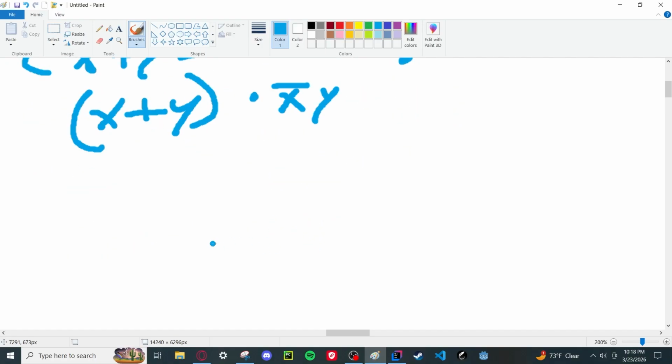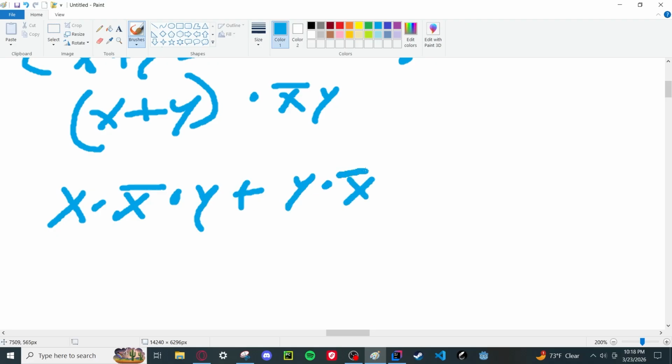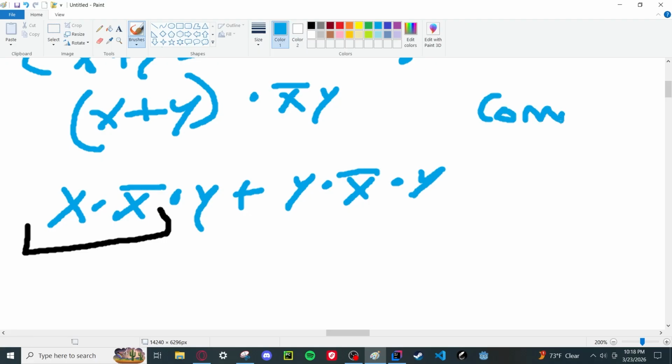Now here it might not seem evident what to do. So what I like to do in this case, sometimes you want to expand your problem, make it look a little bit more complicated, because then you might be able to find more laws you can apply. So if we multiply everything out, we're going to get x times x naught times y plus y times x naught times y. And for this one, you can see right here we have the complements law.